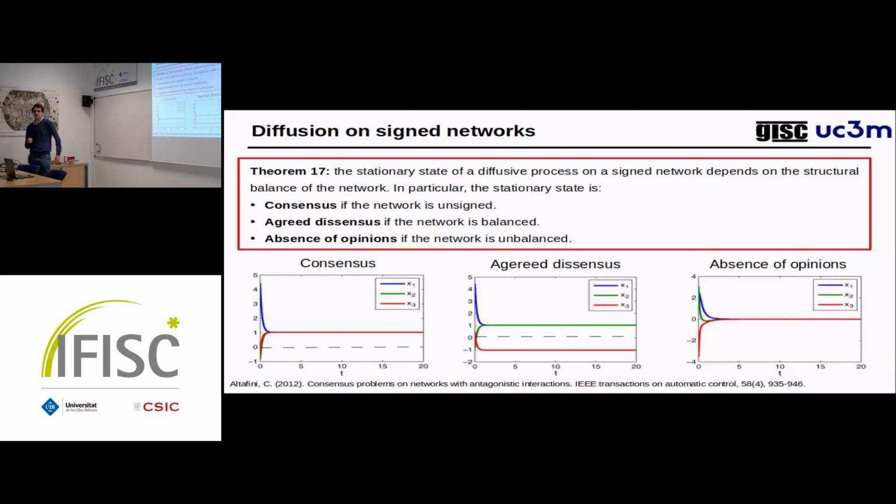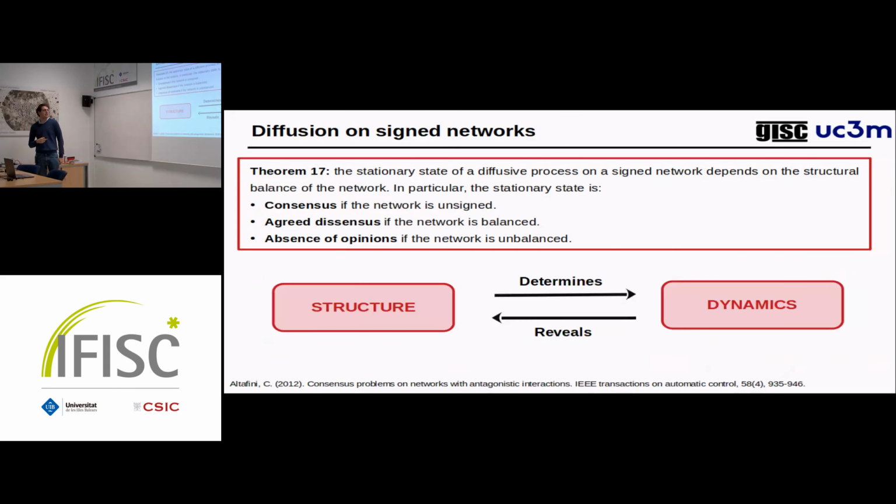for the most simple dynamics, which are diffusive dynamics, but I also wanted to tell you about some more complicated dynamics. And, well, before, this is one example of this very important result in network science that happens time and time again, which is that the structure of the network, in this case the structural balance, determines the nature of the dynamical process taking place in the network, and vice versa, the dynamical process can reveal the structural properties of the network.